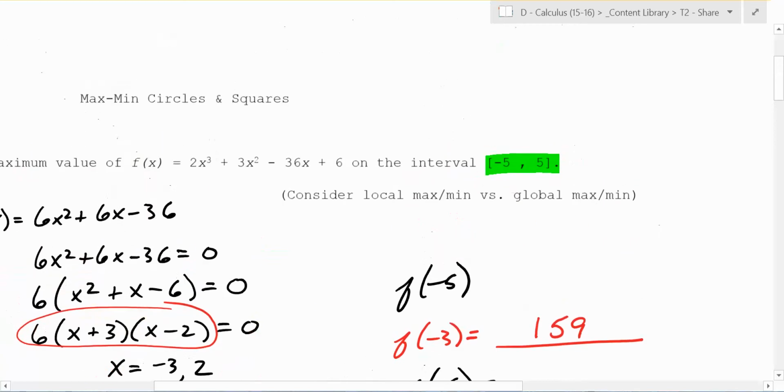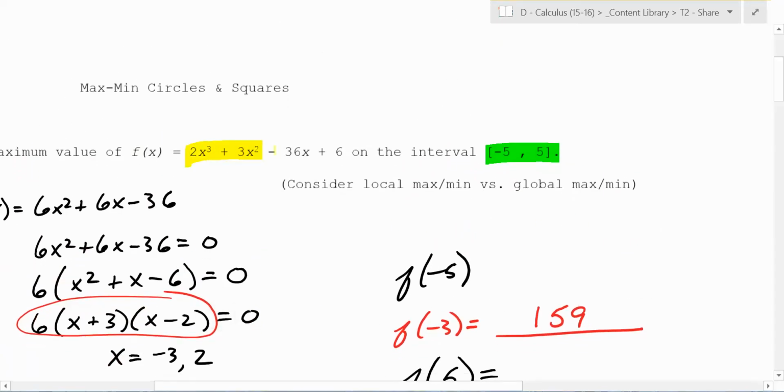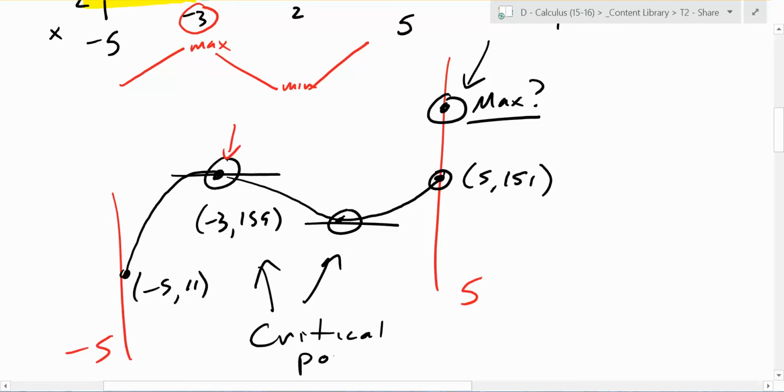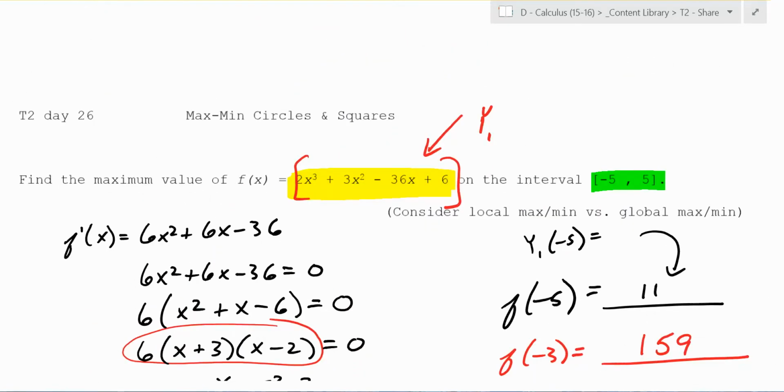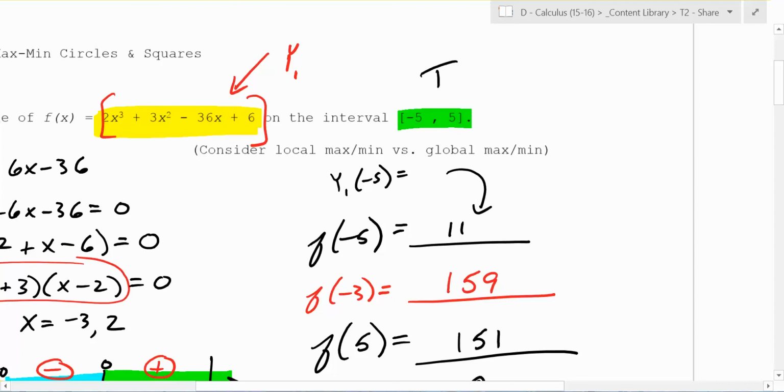So this is what I'd like you to do, everybody, to practice this. Enter that into y1 on your calculator right now. Take out your calculator, everybody, and put that into y1. So the point here, everybody, is if you have an interval and you're looking for maximums or minimums, what do you have to test? Not just the critical values, you have to test the what? Endpoints. You have to test the endpoints. Sometimes they'll be given to you and sometimes you have to figure them out.